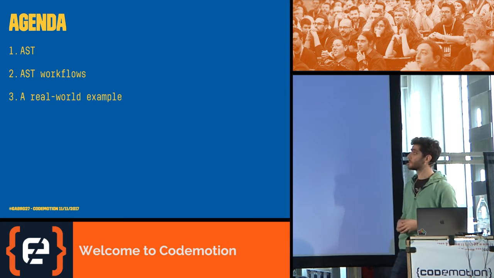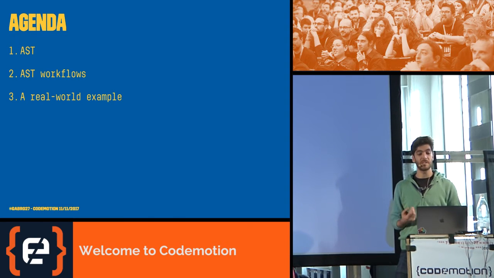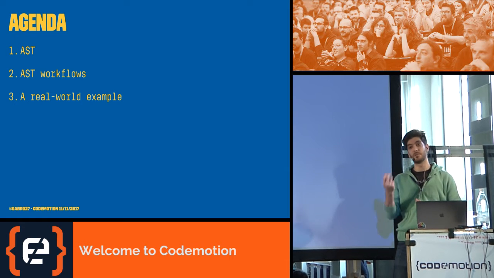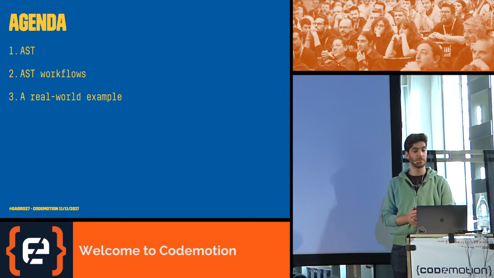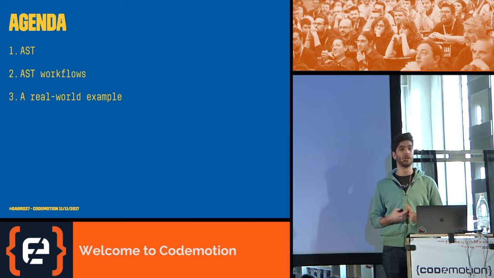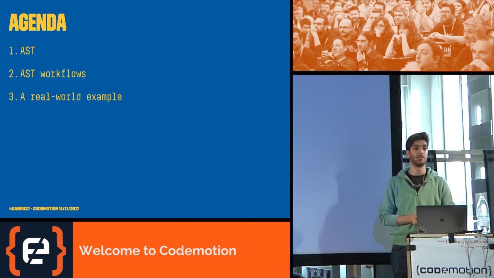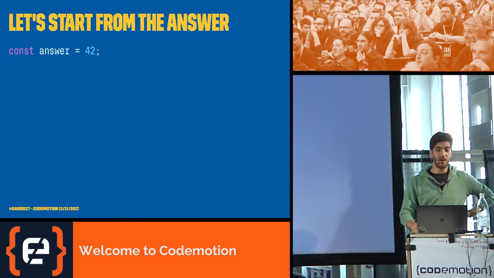So the agenda of the talk today is talking about AST syntax trees in general, what they are, a brief introduction. I'm sure most of you already know some of it. We will see how these AST syntax trees are used in very common workflows in the everyday developer life of programmers. And we will see a real-world example of how we can use this knowledge to improve things that we're doing by hand.